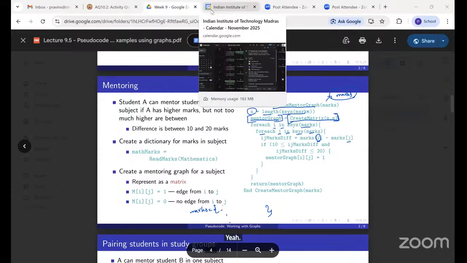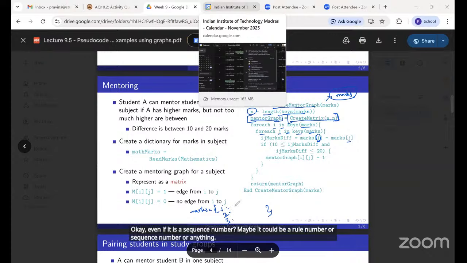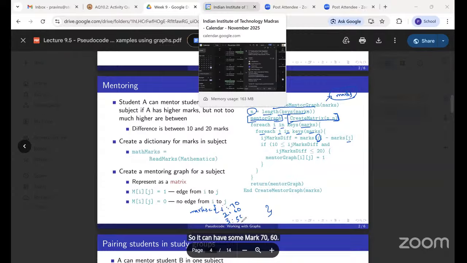Does anyone have any doubt here? So I said sequence number mapped to marks. Even if it is a sequence number, maybe it could be a roll number or sequence number, anything. So it can have some marks like 70, 60, 55. Such kind of matrices can be there.